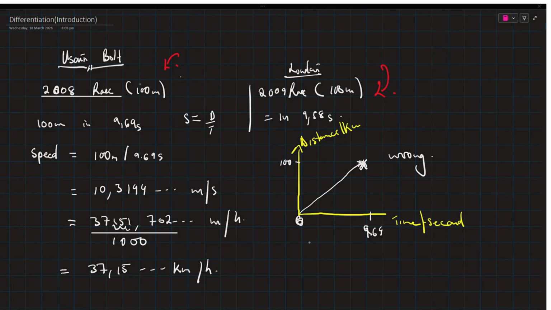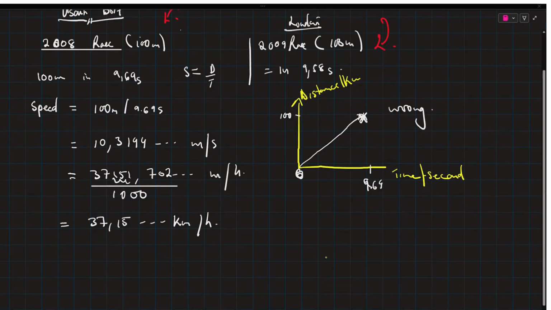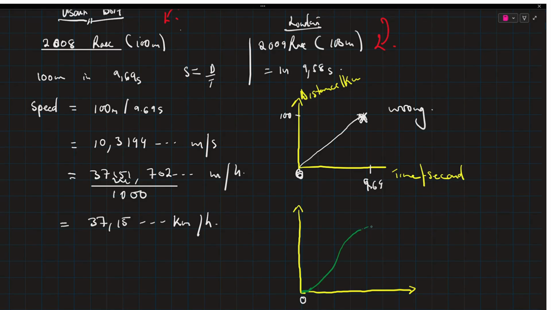But this one could be a better one. Let's draw another one. Something like this. We realized that from 0, which means at the beginning of the race, everyone was not going anywhere. So the graph was like at 0. The distance was not going anywhere after the gun started. And then it goes a little bit up, in a slower mode, and then here, something like this. That's a little bit better.